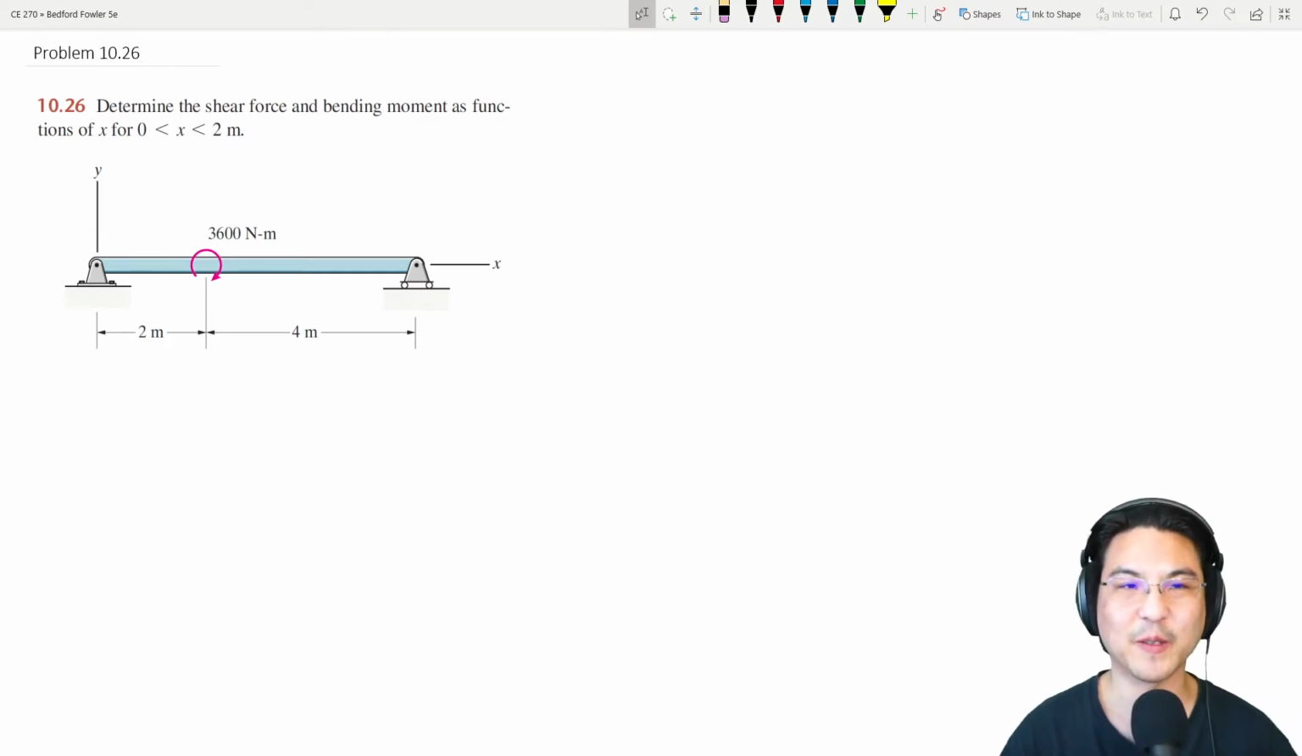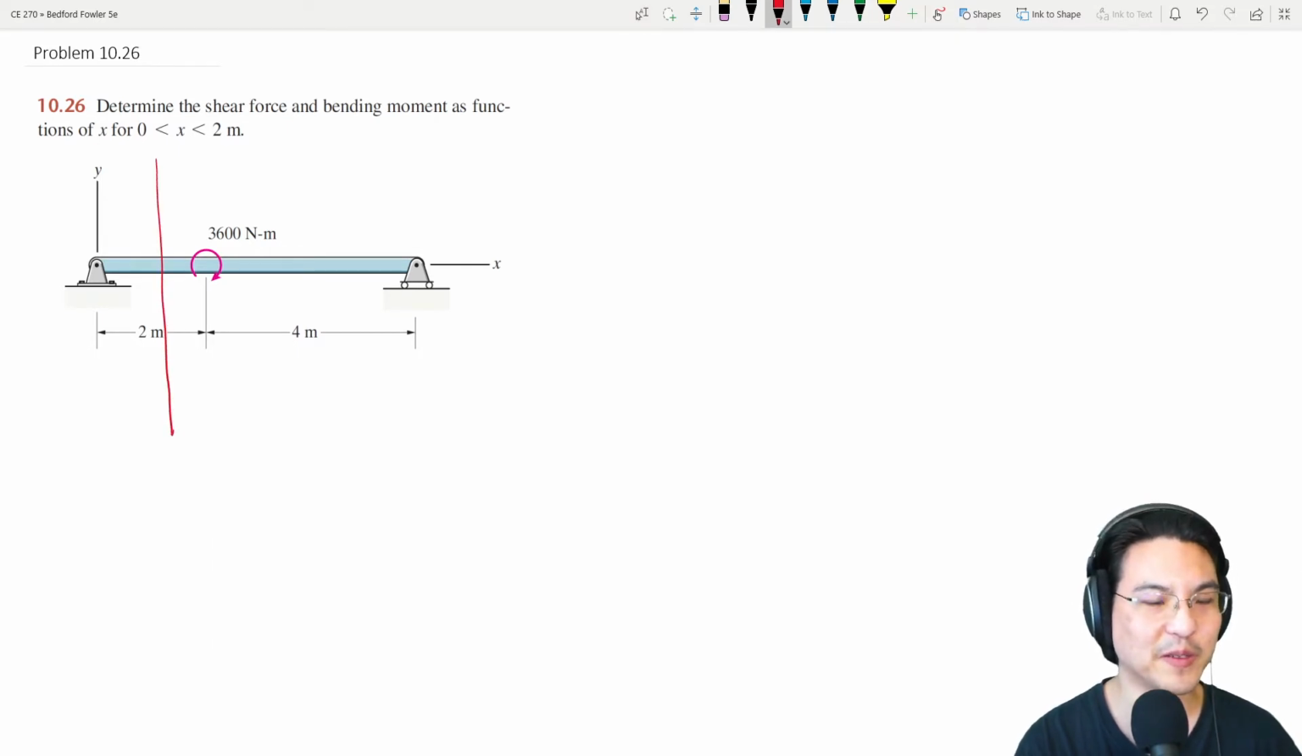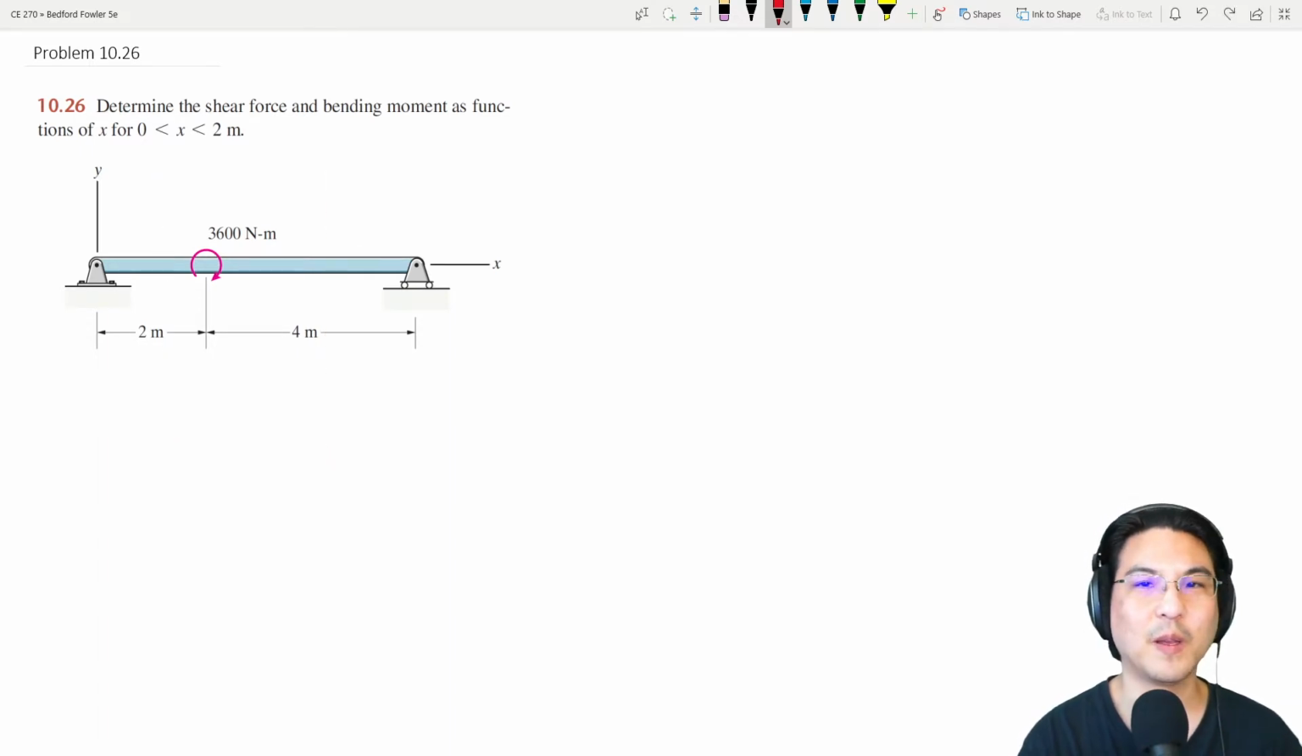Hey everybody, let's give this problem a try. We want the shear force and bending moment as functions if we cut this somewhere between 0 and 2 meters. Let's also finish the problem by finding the shear force and bending moment functions everywhere, even if we cut it between 2 and 6 meters.